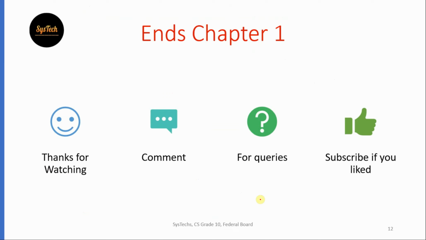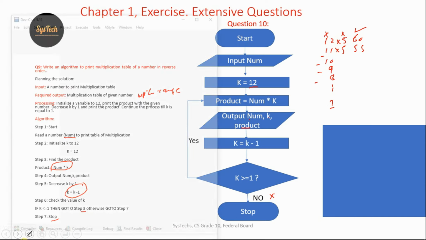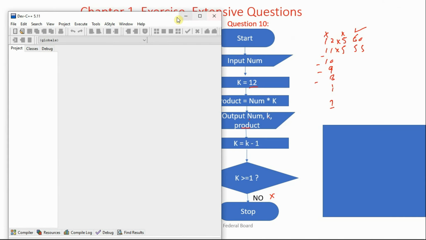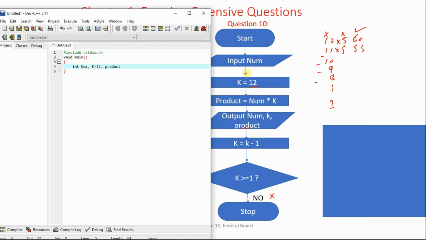So let us write a code using the same problem. We are going to open Dev C++. This is our flowchart. I am going to File, New, and Source File. So include stdio.h, then void main. Start the program, read the input number. So we are going to define variables, integer type, one is num, we shall enter it, and second is k, we are keeping it 12, third one is product, and we are going to make it equal to 1.